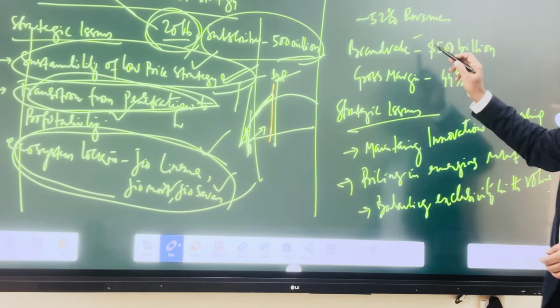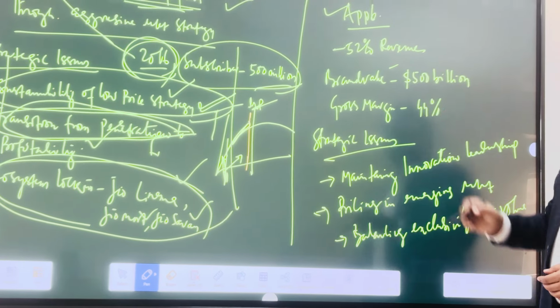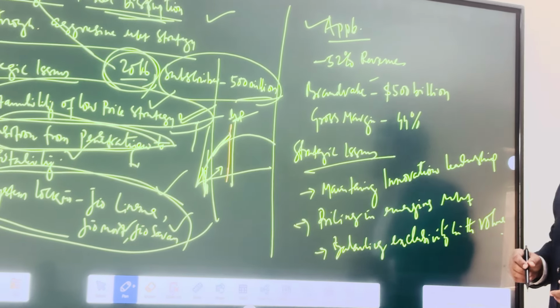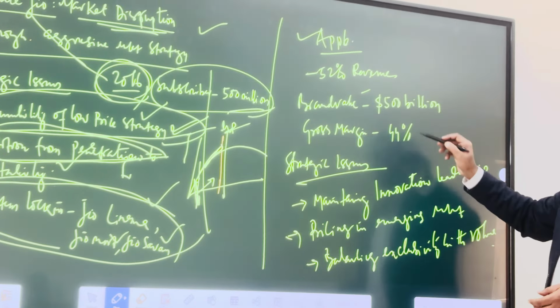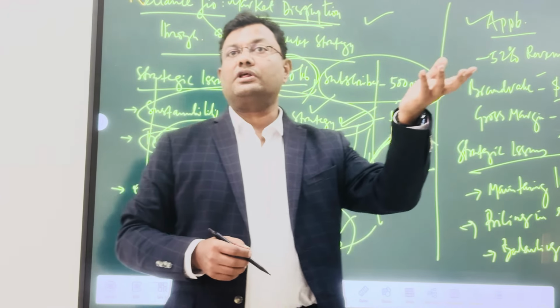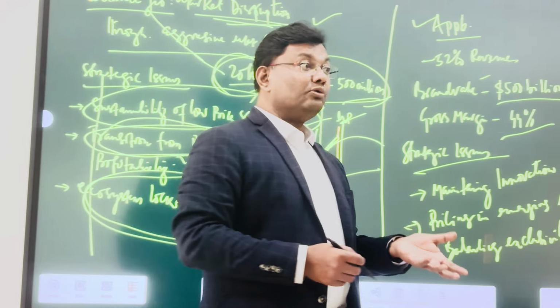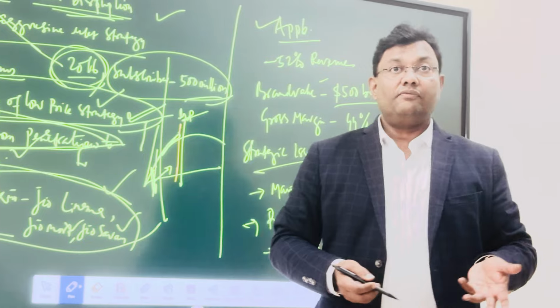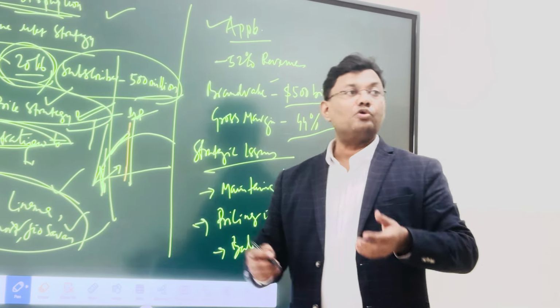And the second case is very interesting. Apple has 52% of the revenue of the upmarket mobile market. Their brand value is more than $500 billion US. Gross margin is 44%. But still, a question always ponders in the market: how come Apple commands so much of a price for its products? How are they successful in a country like India, where there is a diverse income group?